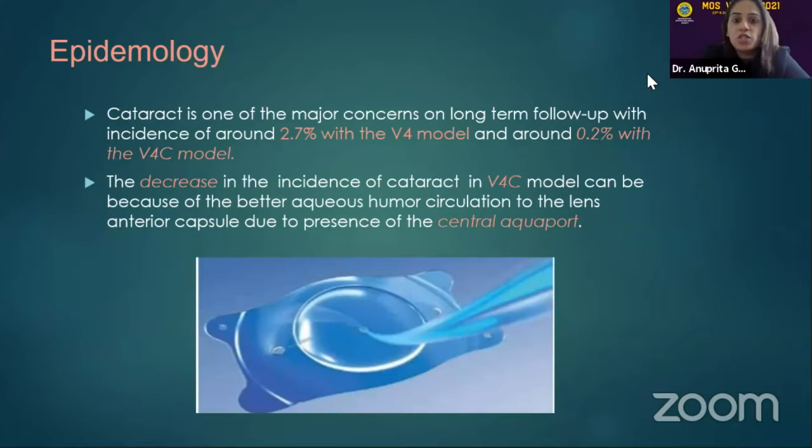Right now, Mukesh was asking about the percentage of cataracts. With many studies, it's seen that almost 2.7% of the patients who have been implanted with the V4 model have cataracts, and with the V4C model, where there is an aqua port in the center, this rate has reduced down to 0.2%. This is possibly because of the central aqua port, where the aqueous humor circulation to the lens is better.